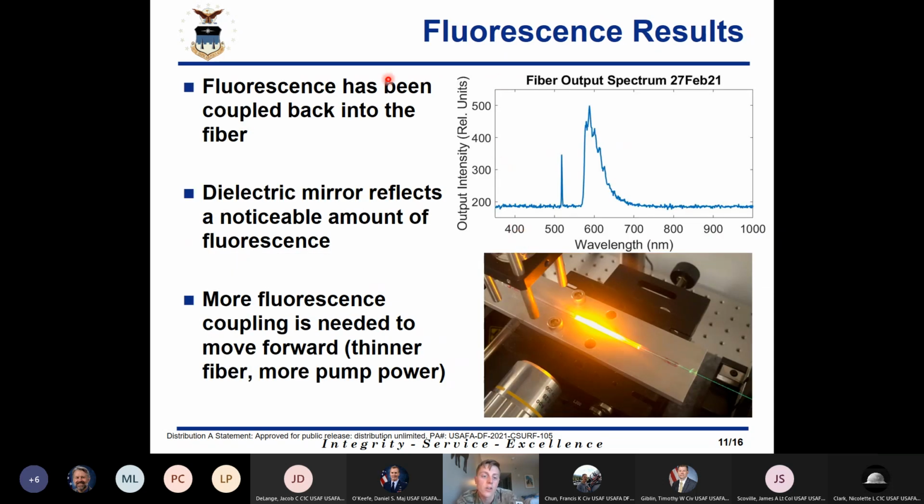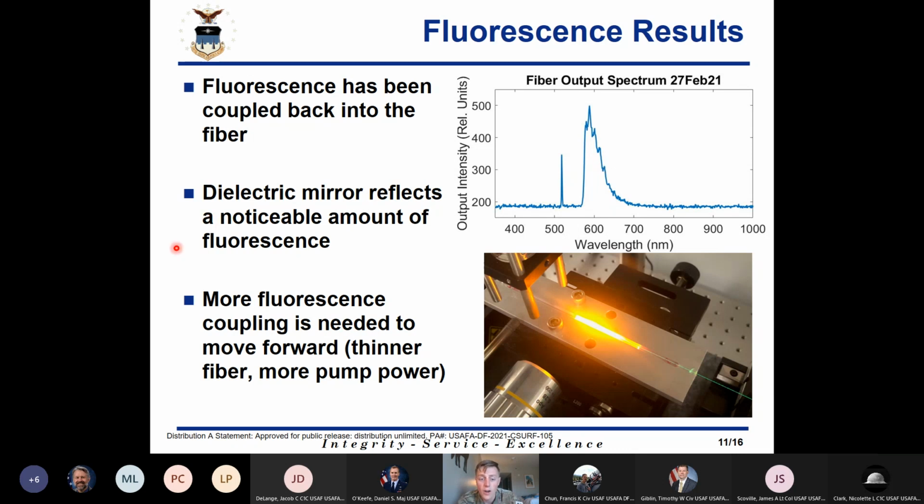So for fluorescence results, fluorescence has been coupled back into the fiber. You can see that here, this is measured by a Red Tide spectrometer. So after being passed through a few dichroic arrays to try to filter out as much of that green light or that 520 nanometer light as possible, this is the spectrum that we see. So you can see the 520 nanometer peak here. And then between about 590 and about 620, we see the fluorescence spectrum of the rhodamine 6G.